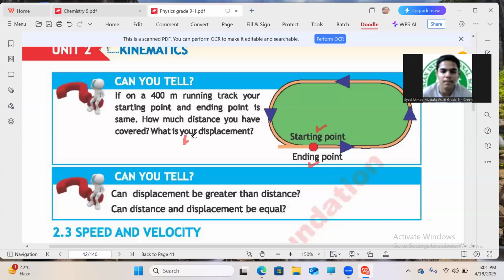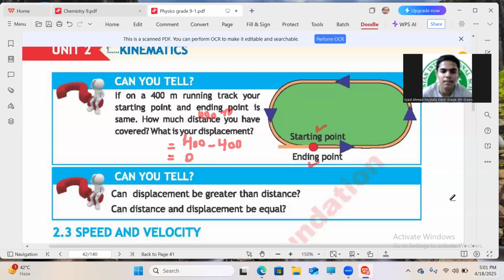So if our displacement means final position minus initial position, and our final position is 400 meter and our initial position is also 400 meter, then the difference between them will become 0. So we can say that our displacement equals 0, whereas our total distance remains 400 meter. In the next exercise, the question is: can displacement be greater than distance? What do you think?